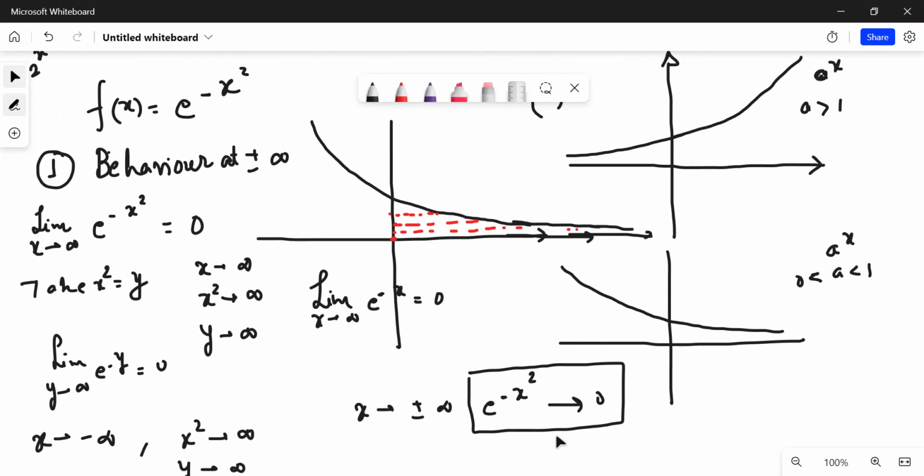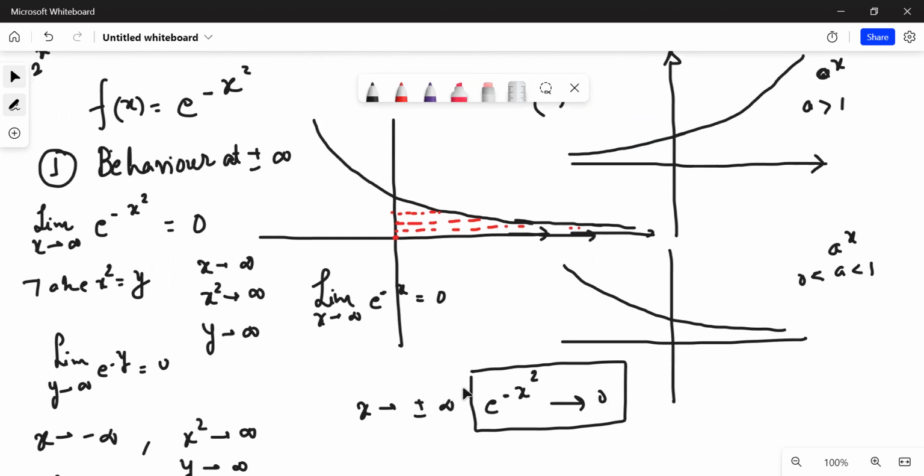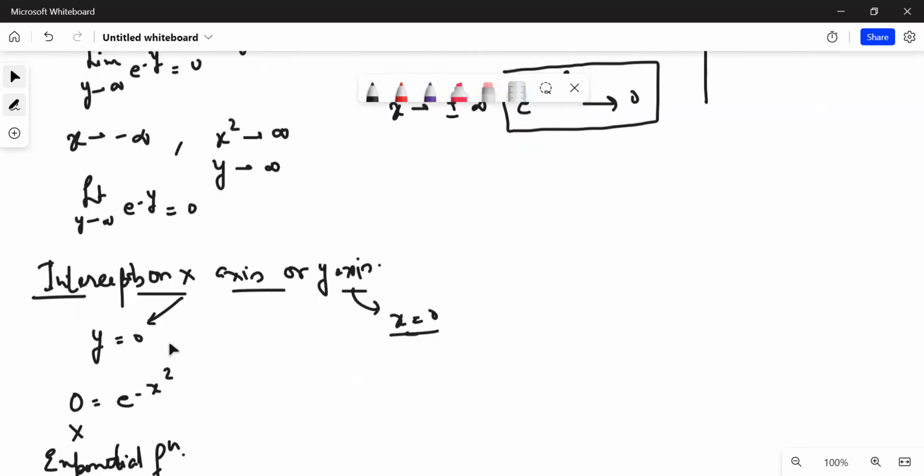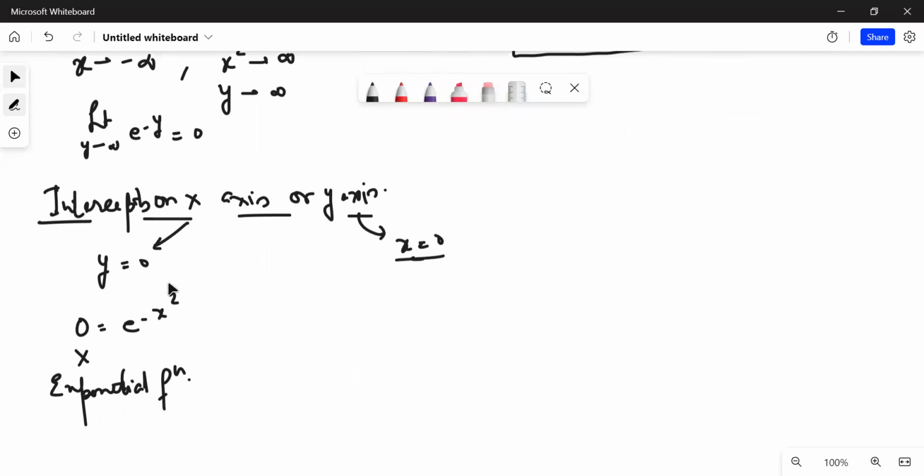Although in the limiting case, you can see that your function is approaching the x-axis, but it will never cut it. E की power minus x square is tending to 0, not exact 0. It is tending to 0 means it is going to be as close as possible to the x-axis, but it's not going to cut the x-axis anyway. Why? Because had it cut the x-axis, it means your y would have been 0, and that implies your e की power minus x square would be 0. That is never the case. Exponential function is always positive. If you don't want to believe me, take log both sides. Log 0 is not defined.